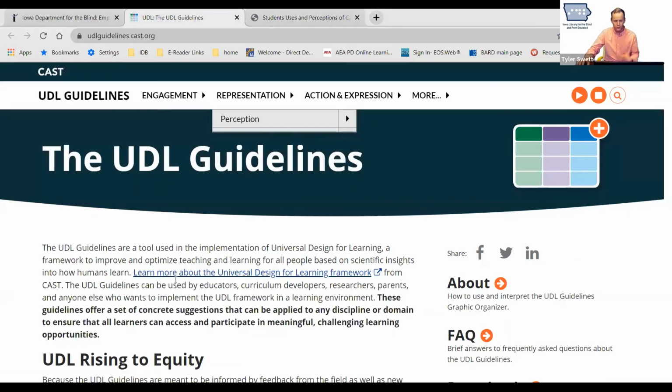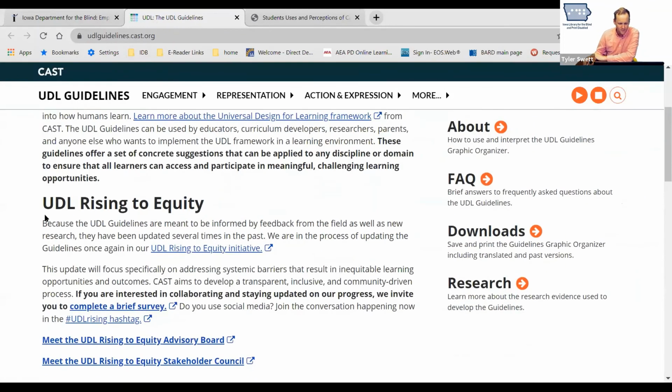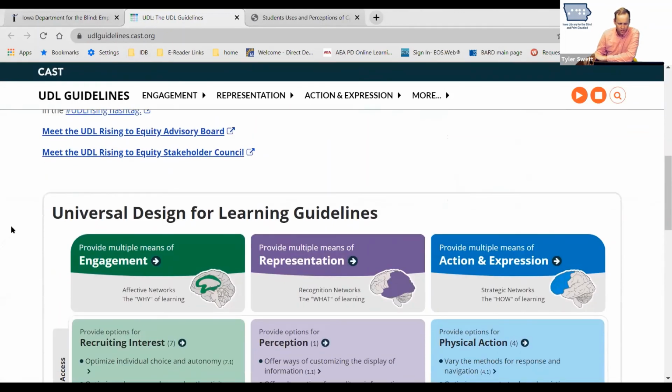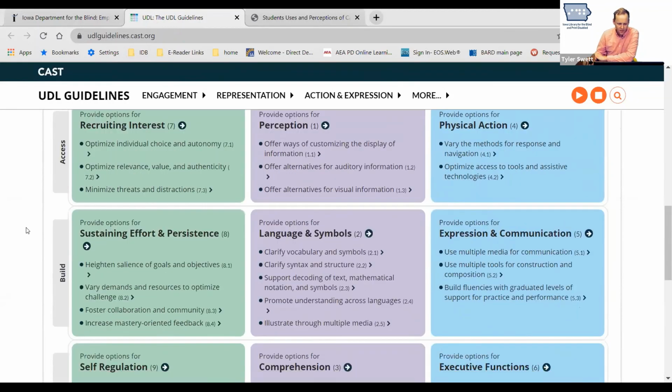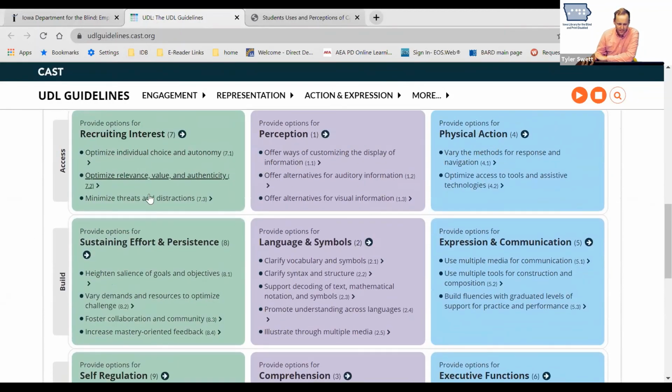So we're going to check out CAST now. We're going to go back to here. So CAST is the one that came up with these guidelines. And so this is udlguidelines.cast.org. You can also go to cast.org and find these. But it just does a really good job of splitting it up into each area. So if we look at what we talked about, the why, the what, the how, if you go down here, it has all of these different pieces that fall under each.